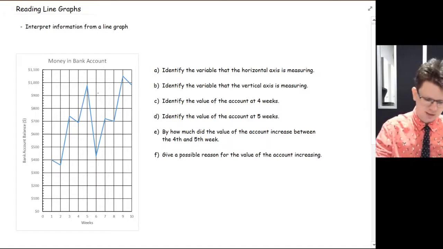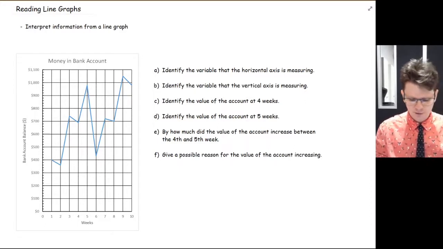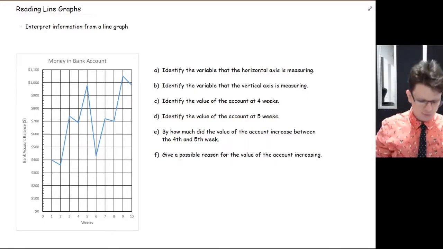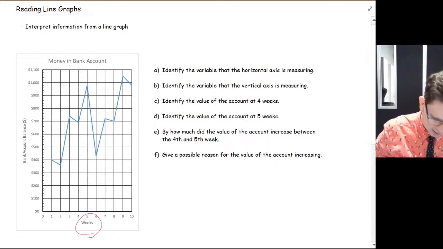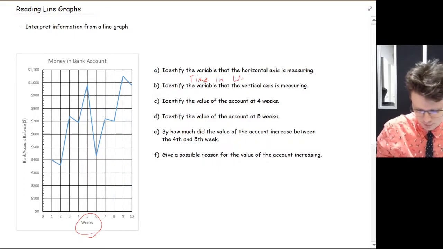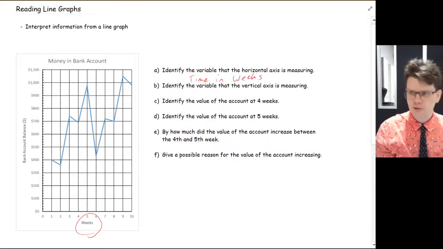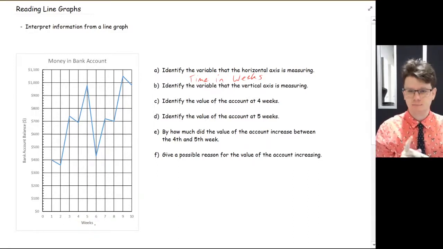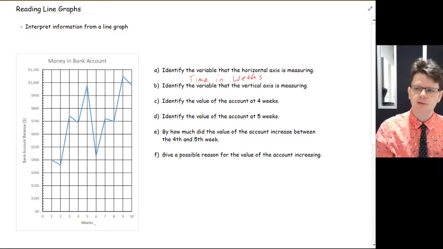So the first question it asks us is identify the variable that the horizontal axis is measuring. Remember, horizontal is this one down here. And it says what it is right there. So it's time in weeks. Remember, line graphs are almost always measuring time down the bottom. Not always, but just about always. Let's have a look at it.